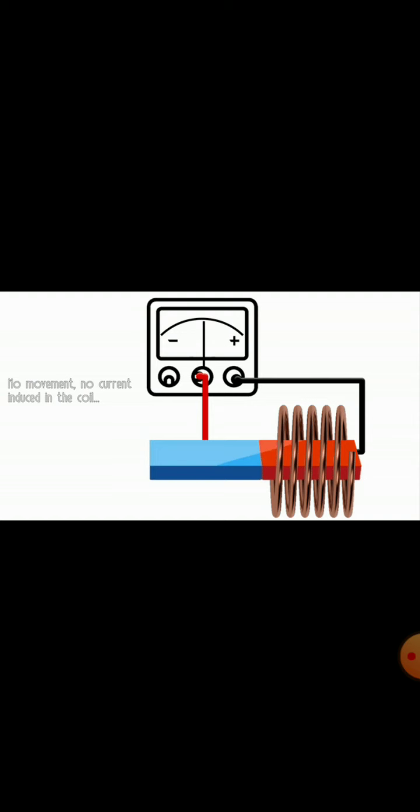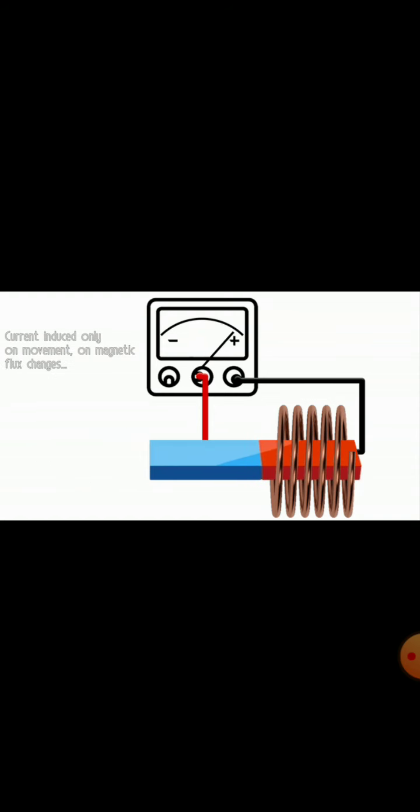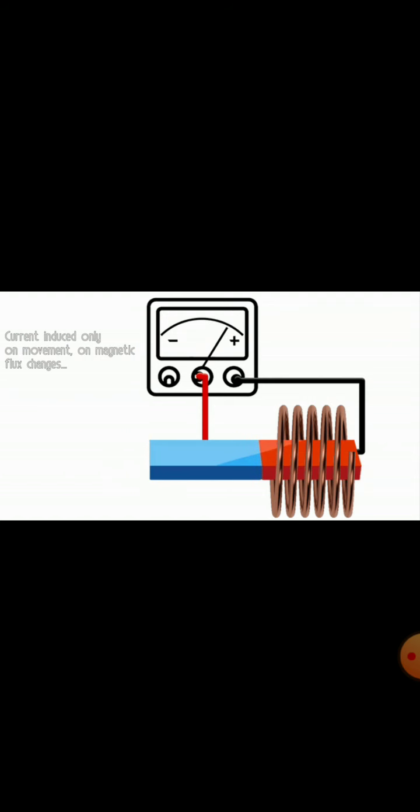So the deflection becomes 0 at the moment the motion of the magnet stops. If we stop the magnet moving, then it shows 0 exactly in the center, right? Now before, what did we learn? When we move the north pole towards the coil, it shows right side deflection. When we stop, it is in the center.